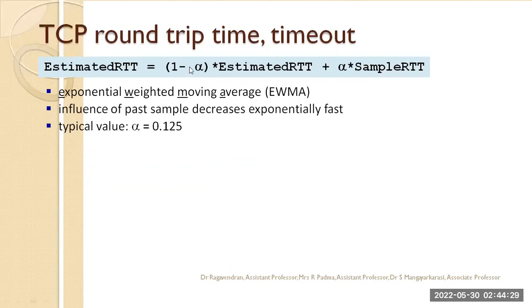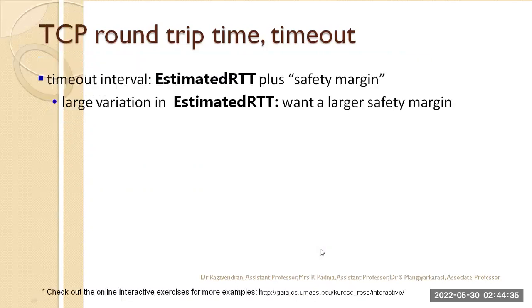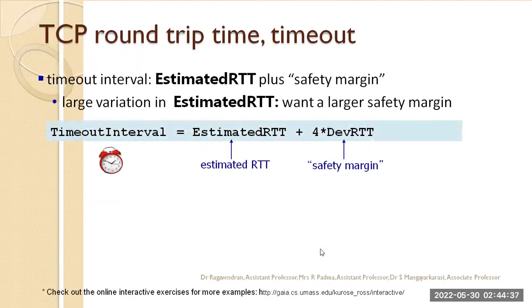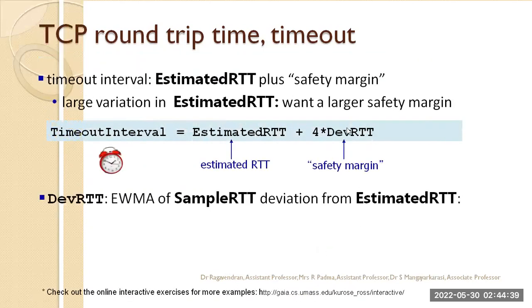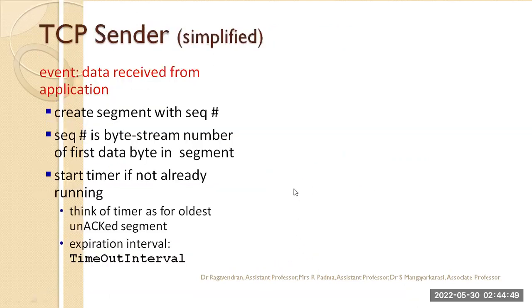This is the formula to calculate the round trip time. See here, this is the round trip to send and receive data. Okay, so here, this is nothing but the safety margin. This is the estimated RTT, so the total time interval. See here, this is the formula to apply.